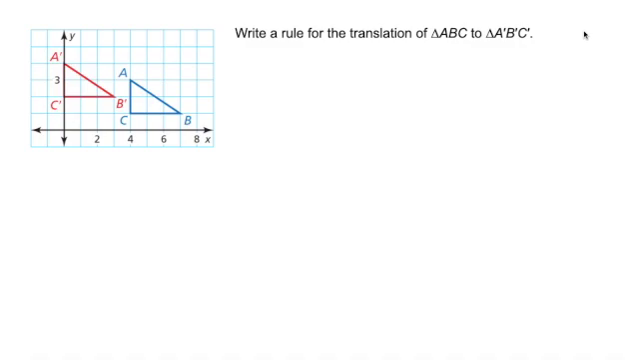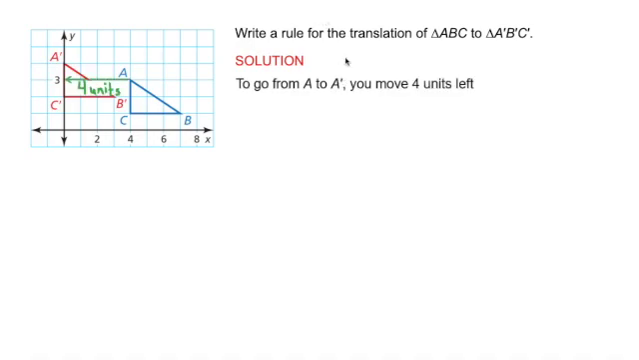Here's an example of a translation. We're going to slide our first figure in blue to our A prime notation, our red figure. Remember, prime means the new one. So for point A, we move it 4 units to the left and 1 unit up. If you can, just count with your fingers when you have it graphed that way.